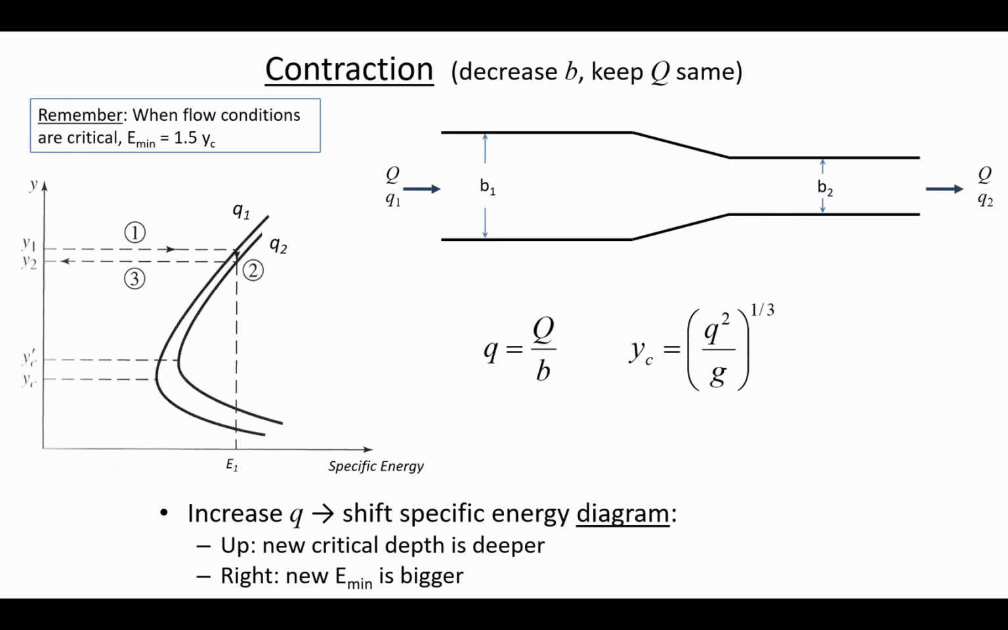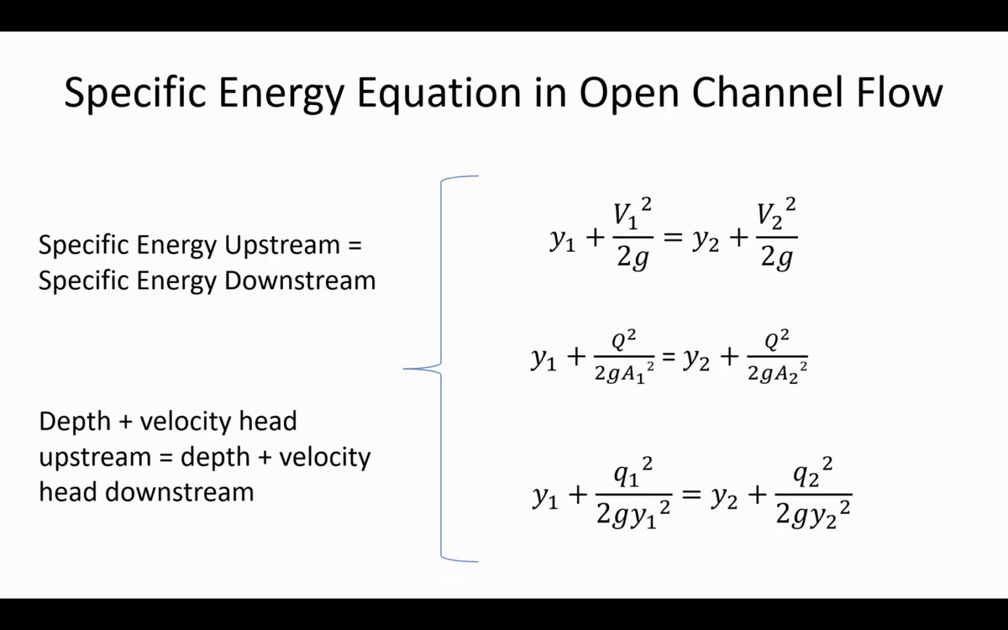Before we look at the case of the expansion, I wanted to remind you that there are several different ways to see the specific energy equation. The specific energy equation in concept is that at two locations specific energy is conserved. So if the energy at 1 is known, you can calculate the conditions at 2 by setting the specific energy at both locations equal to each other.